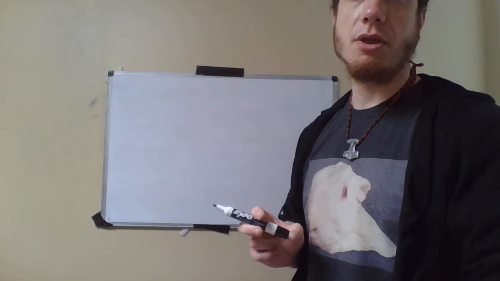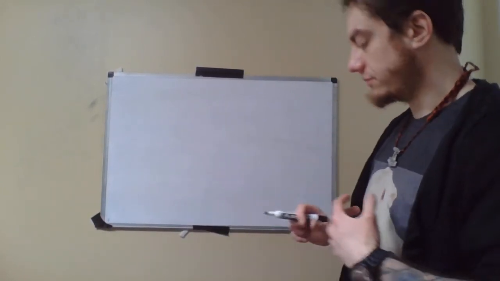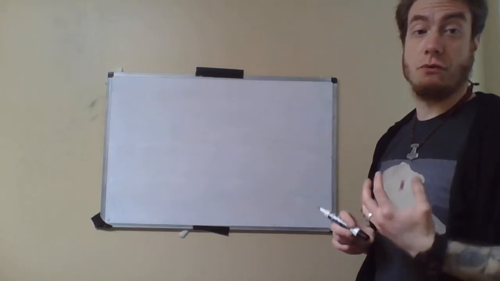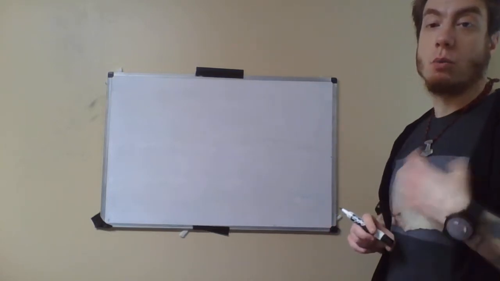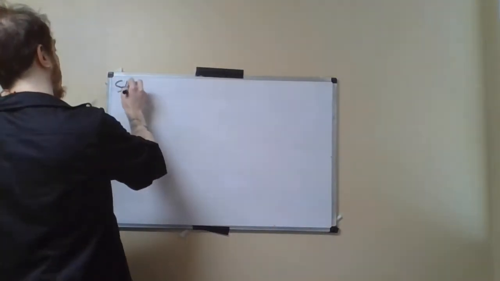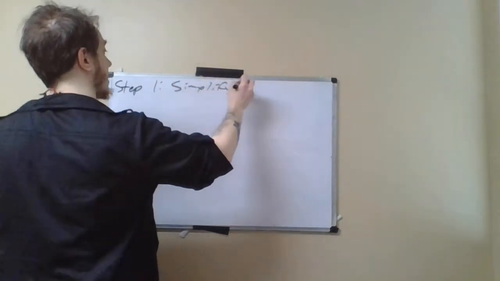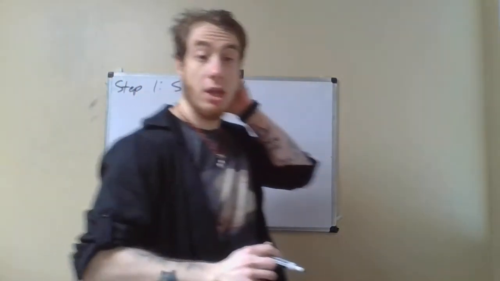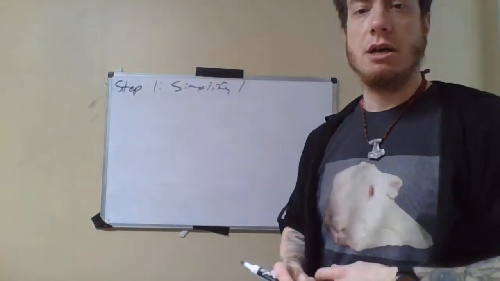I want to run through what are the different steps that you should follow when you see an integral and you want to start working through it. So the first thing you want to do, step one, is simplify as much as possible. If there's any obvious simplification that you can do, you want to do it.